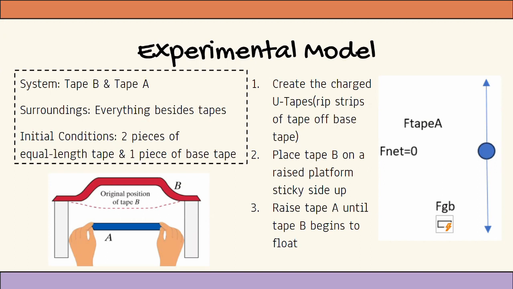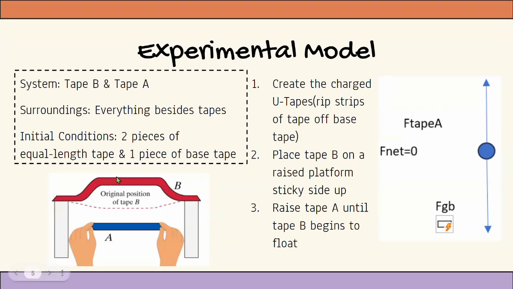The reason we did this was so that the electric force of tape A upon tape B would be equal to the gravitational force of Earth upon tape B. When tape B begins to float, the net force is equal to 0, meaning that the force of gravity is equal to the electric force. So this is our procedure of the lab.